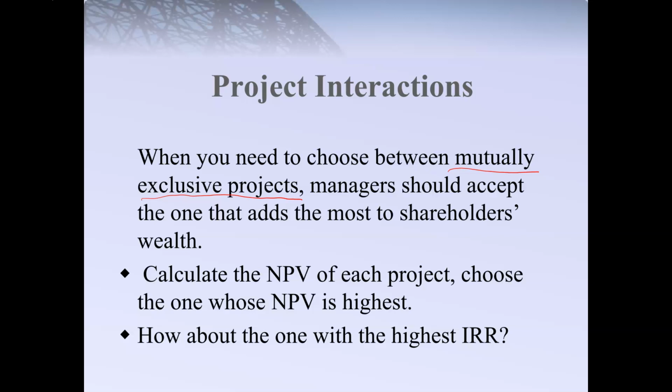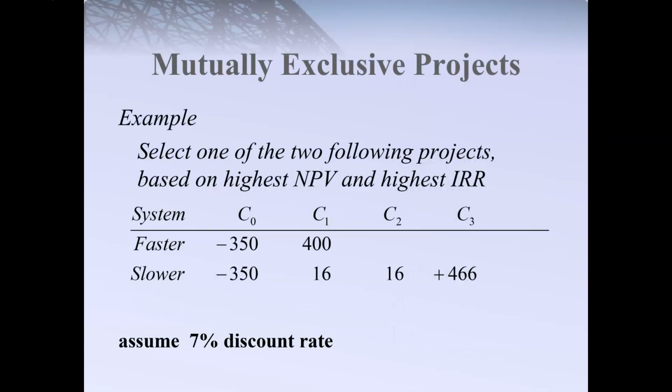So the question is, when you have 2 mutually exclusive projects, and you have to make a decision on which one is better than the other. When you use the net present value to decide which one is better, that's perfectly fine. But when you use the internal rate of return, sometimes bad things happen. So we'll go over that.